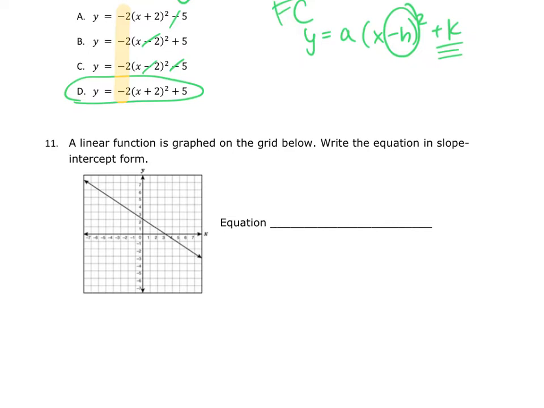With 11, we want the equation in slope-intercept form. Well, hey, I can do that straight from it. I just need to find my slope and to find my y-intercept. So my y-intercept is right there at (0, 2), and then I can kind of count from there, down 2, right 3. So when I go down 2, right 3, that gives me my slope. So I have my equation as y equals -2/3 x plus 2.